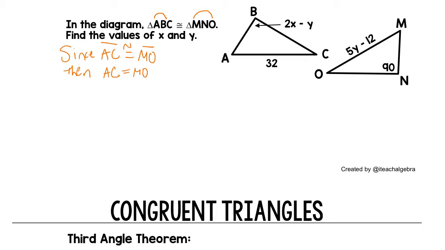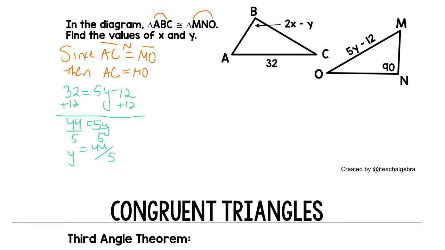So we know that 32, which is AC, is going to equal 5y minus 12. So now I can solve for y. Add 12 to each side. And that's 44 equals 5y. Divide by 5, and y is 44 over 5.